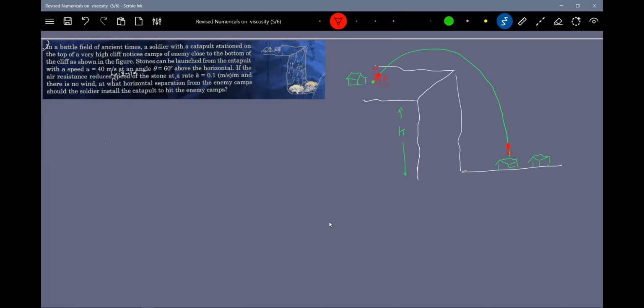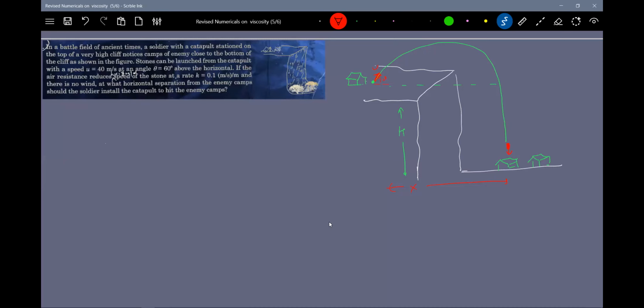At what horizontal separation from the enemy camp should the soldier install the catapult to hit the enemy camp? So what is the thing? I think he is asking this distance. So what is the basic necessities? I'm going to take the air resistance into the picture. It will move with a terminal velocity. I think the trajectory I'll give it. So directly straight away jump to the problem.